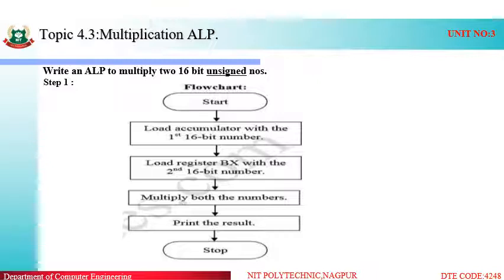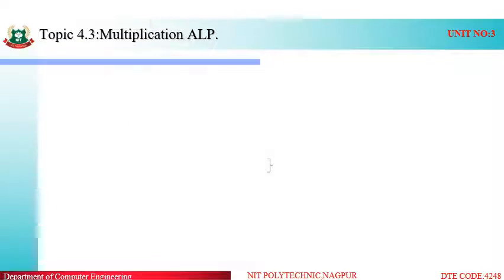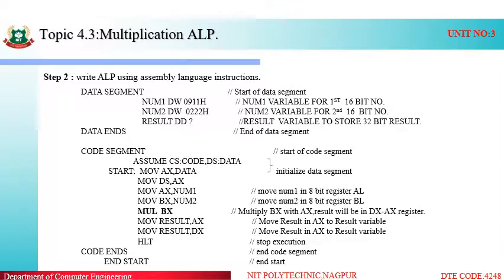So we will load the first number into which register? AX, because AX is 16-bit, and we have to perform multiplication of 16-bit numbers. So num1 will be 16-bit, and to accommodate a 16-bit number we have to use a 16-bit register. So AX, and load the second number into BX, multiply, store the result and stop the execution. So the same logic here.